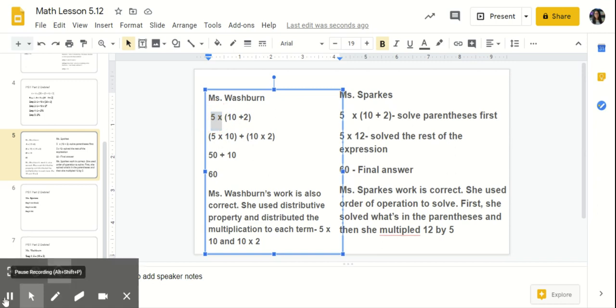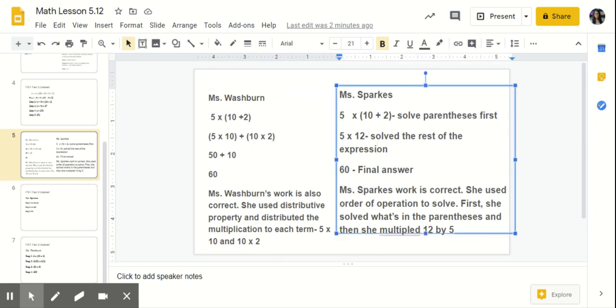From this PST, we are learning that when we have an expression, just like this one, where you have a group that is being multiplied by a number, there are 2 different ways that you can solve. You can solve the way that we've been learning all week, just like Ms. Sparks did, by using order of operations, parentheses first, and then multiplying. Or you can also use Ms. Washburn's strategy, which is distributing the multiplication into each term.